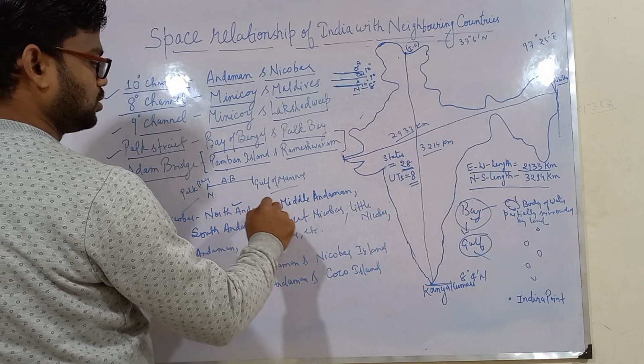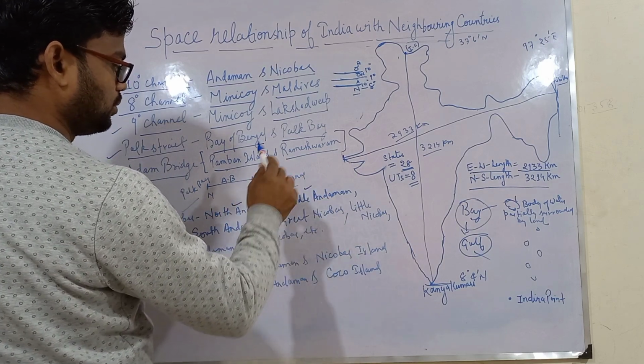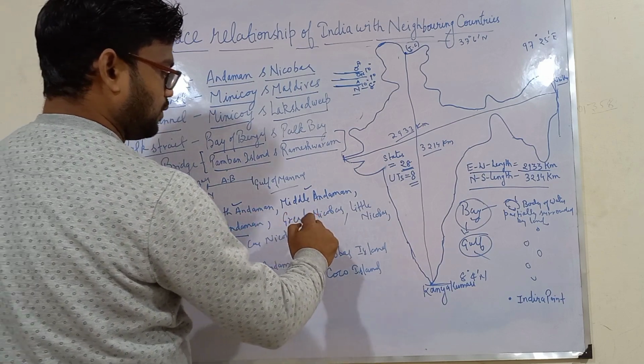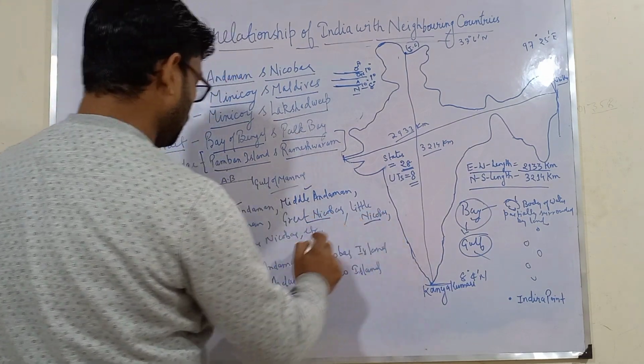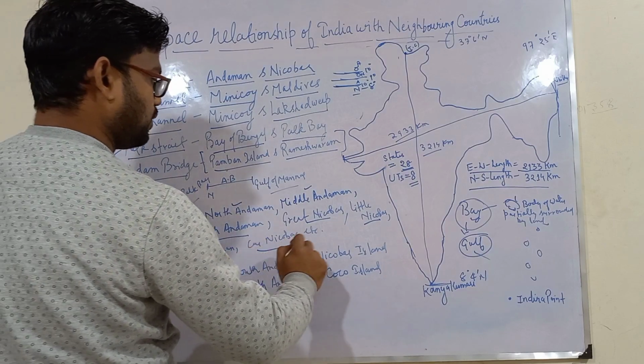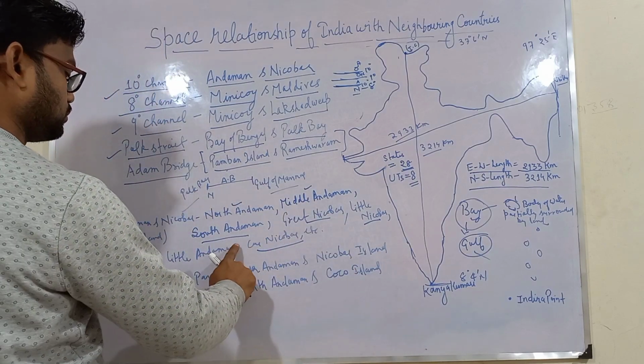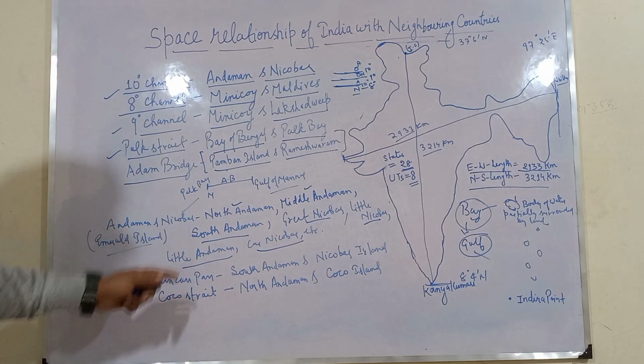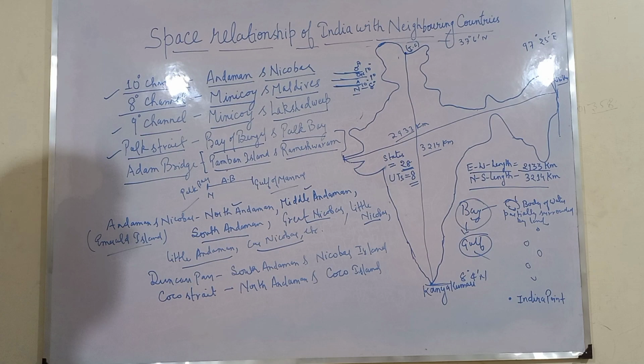Do remember this. It is North Andaman, Middle and South Andaman. Then we have Great Nicobar, Little Nicobar, then we have Car Nicobar. Also we have one island as Little Andaman. So these are a few important islands which are generally seen in news. So I have written the names of those important islands in the Andaman and Nicobar.